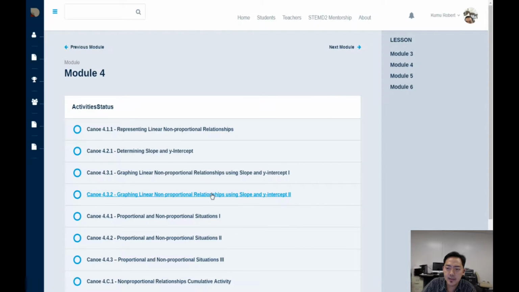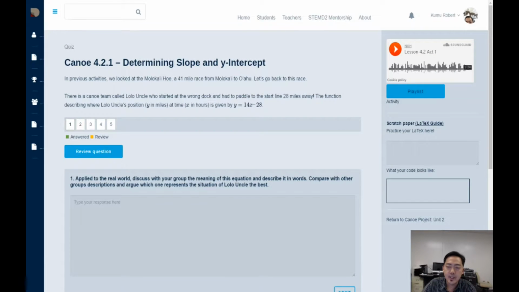The first activity we'll be covering is Canoe 4.2.1. This is the first activity that corresponds with Lesson 4.2 in the Go Math book. In this activity, we'll be learning about the Molokai Hoe, a 41-mile race from Molokai to Oahu. We'll be looking at 3 canoe teams in this race.